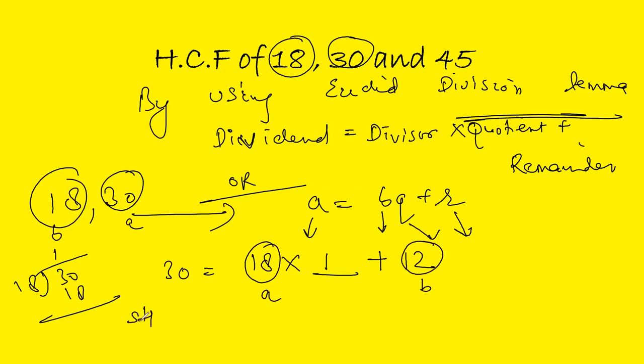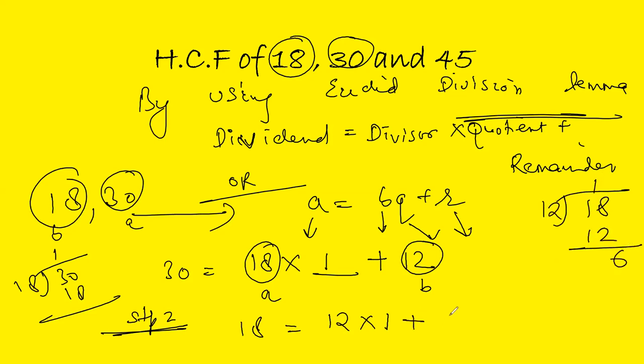Now again, similarly, the divisor becomes A in step 2 and the remainder becomes B. This is step 2, right? So in step 2, everyone, 18 is the dividend and 12 is the divisor. When you divide 18 by 12, the quotient is 1. How? 18 divided by 12, 12 1s are 12 and the remainder is 6.